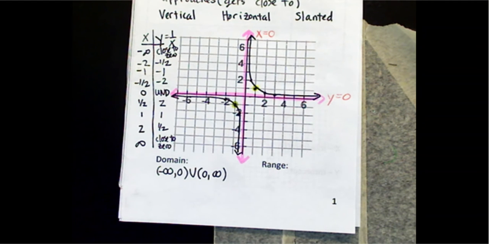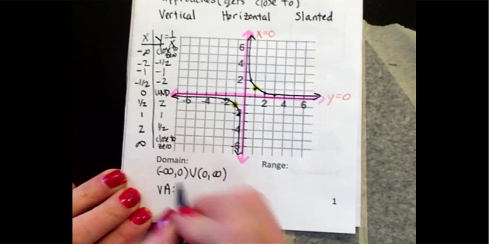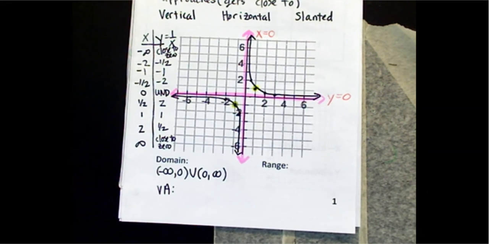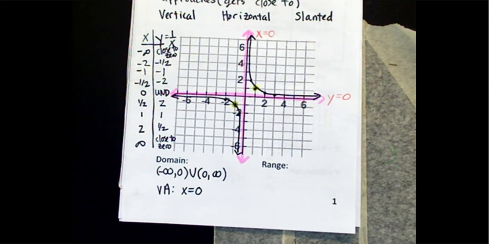Now, next to the domain, we are going to write vertical asymptote, VA, abbreviation, x equals 0. I just want you to see the asymptote connected to the domain because they're similar.